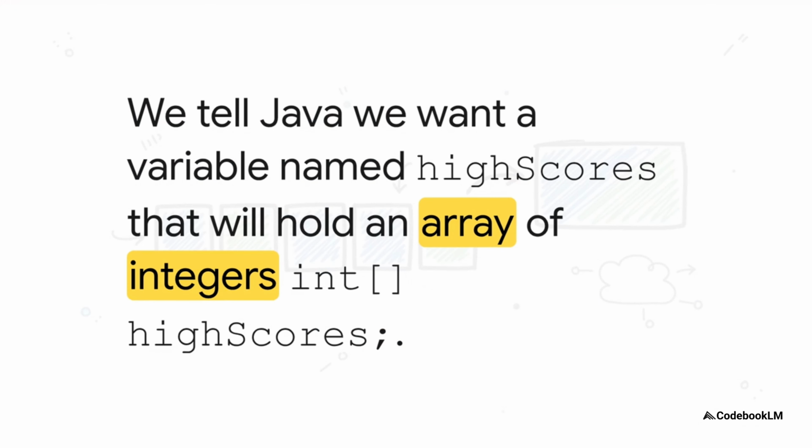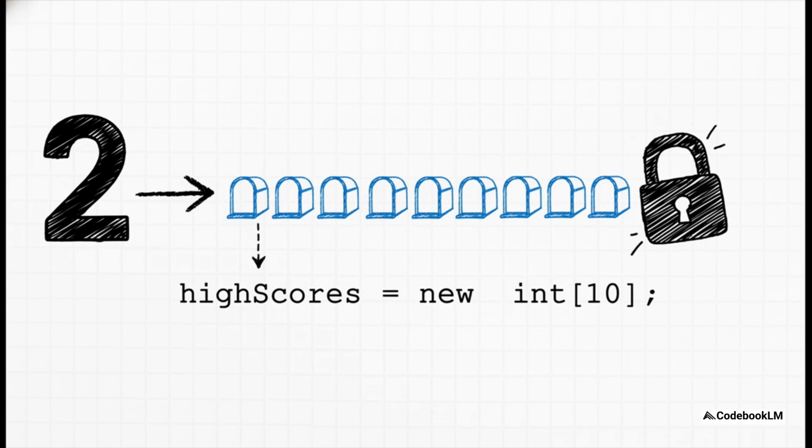All right, step one, declaration. We tell Java we want a variable called highScores, and it's going to hold an array of integers. See those square brackets? That's the magic signal. That's what tells Java, hey, this isn't a normal variable, it's an array. Step 2 is creation. We use the special new keyword to actually build the thing in the computer's memory. So new int[10] is us telling the system, go find some space and set up 10 integer-sized mailboxes for me. And right at this moment, that size of 10 is locked in.